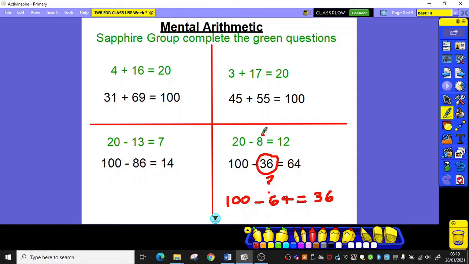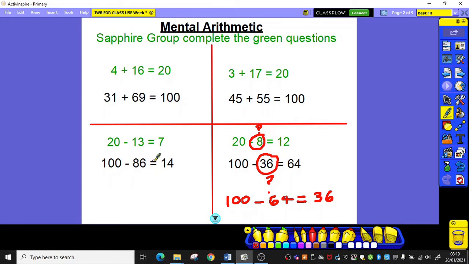I could have taken a similar approach with not knowing my answer here. If you're the Sapphire group or the Bronze challenge, then you're having to go at the green. Then 20 take something is 12. Well, what would I add to 12 to get to 20? Or 20 take 10 is 10. 20 take another 2, and I've managed to get 8.